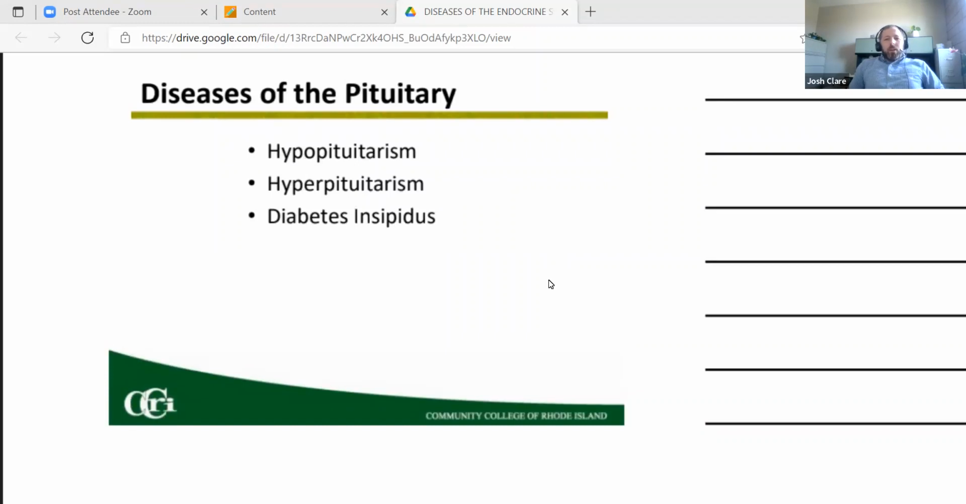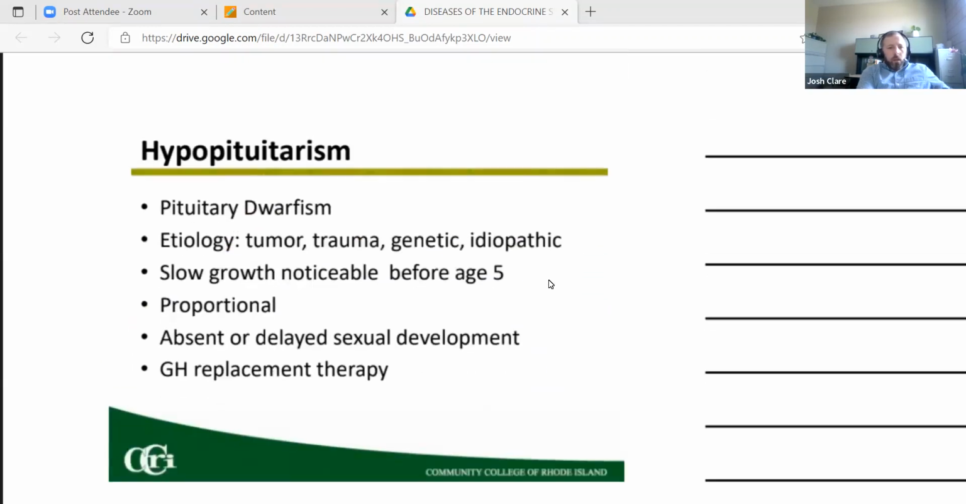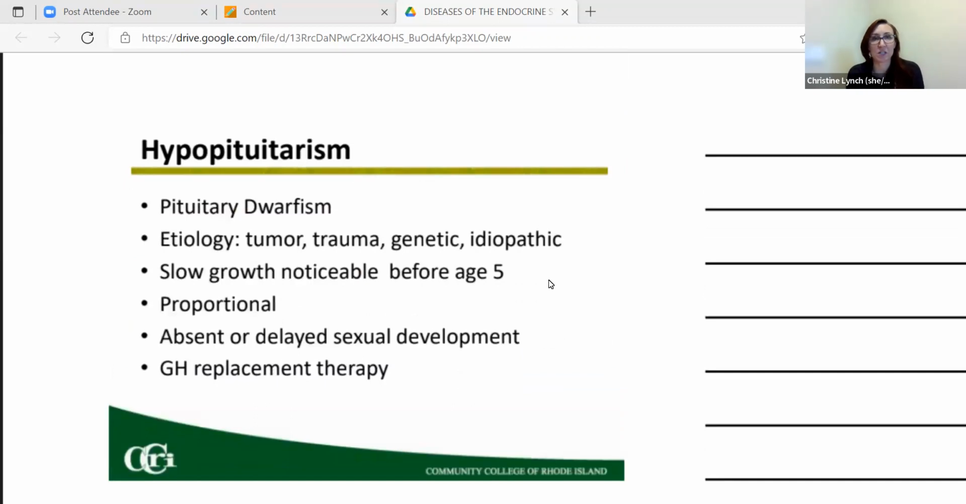For diseases of the pituitary, we said this at the beginning: when you have too much or when you have too little. So hypopituitarism is too little, hyper is too much, and then diabetes insipidus we're also going to talk about in the posterior pituitary. So hypopituitarism. There are a lot of different effects that can result from pituitary hyposecretion, and that depends on the location and extent of the destruction or the dysfunction.